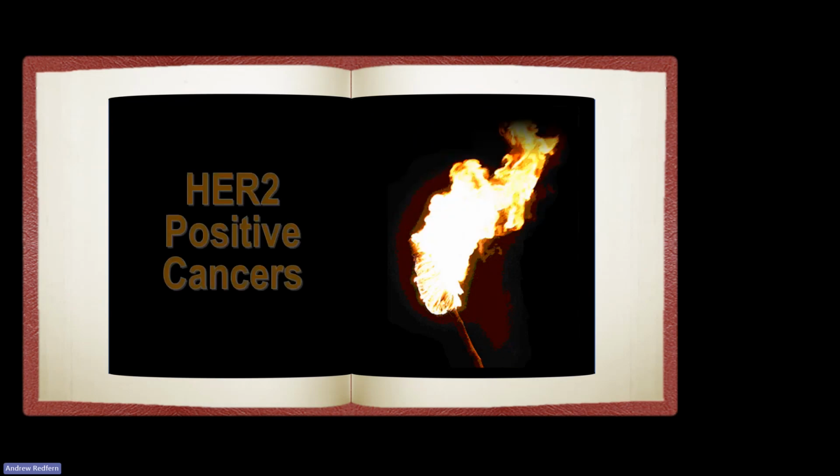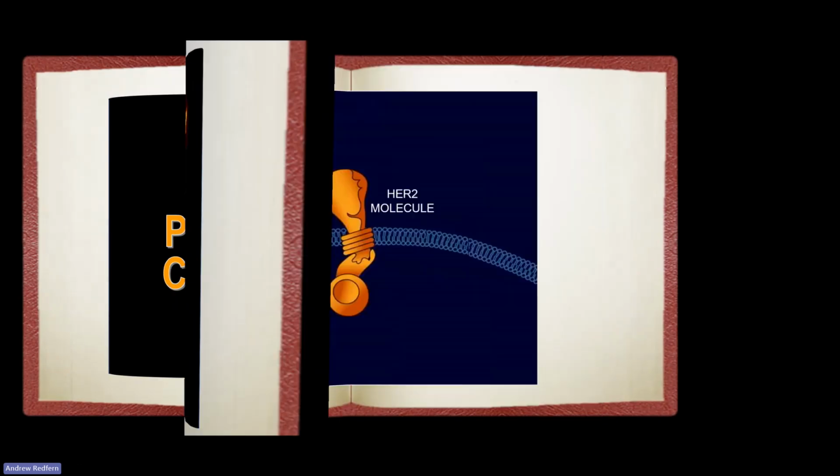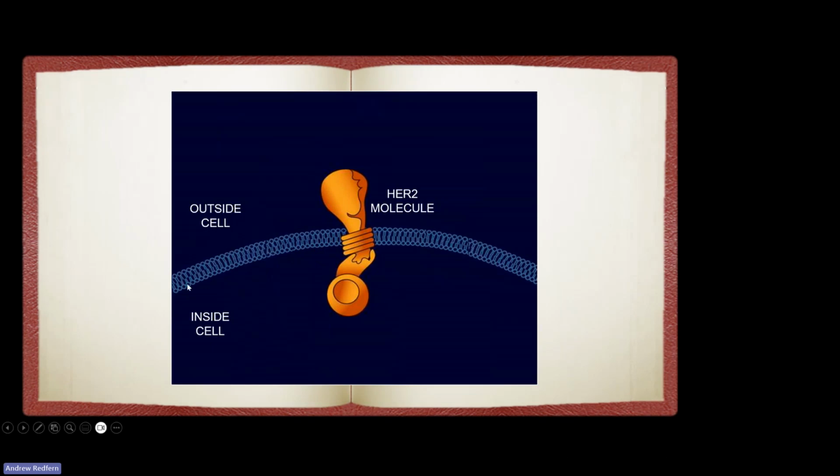Moving to HER2 positive breast cancers, and these have a protein not inside the cell, but on the outside that picks up growth signals and makes the cancer grow. And this is a similar diagram. This is the inside and the outside of the cell. This is the skin of the cell, call it the plasma membrane.